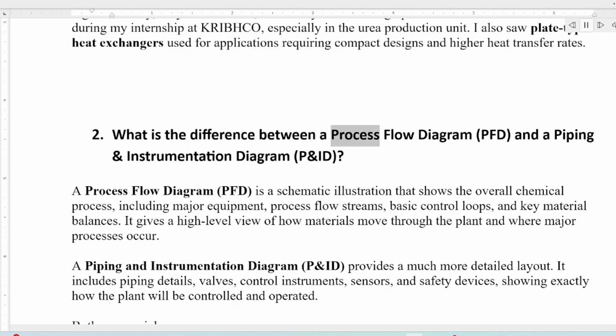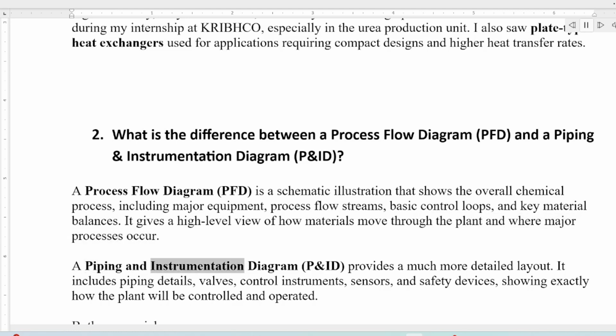What is the difference between a process flow diagram, PFD, and a piping and instrumentation diagram, P&ID? A process flow diagram, PFD, is a schematic illustration that shows the overall chemical process, including major equipment, process flow streams, basic control loops, and key material balances. It gives a high-level view of how materials move through the plant and where major processes occur.